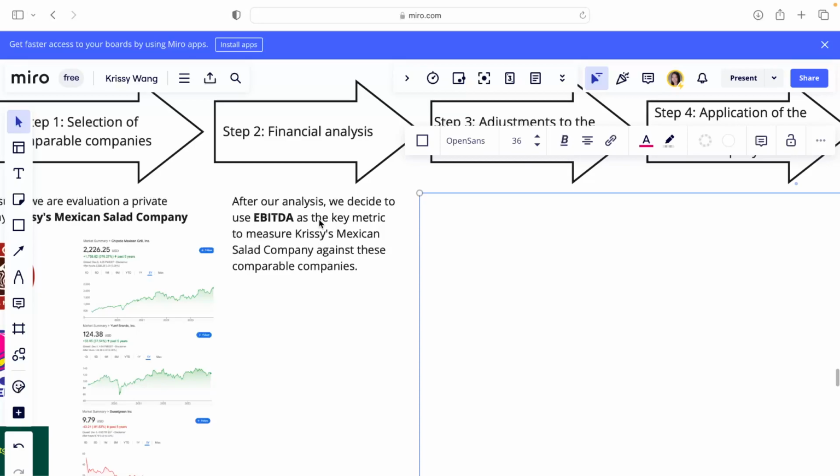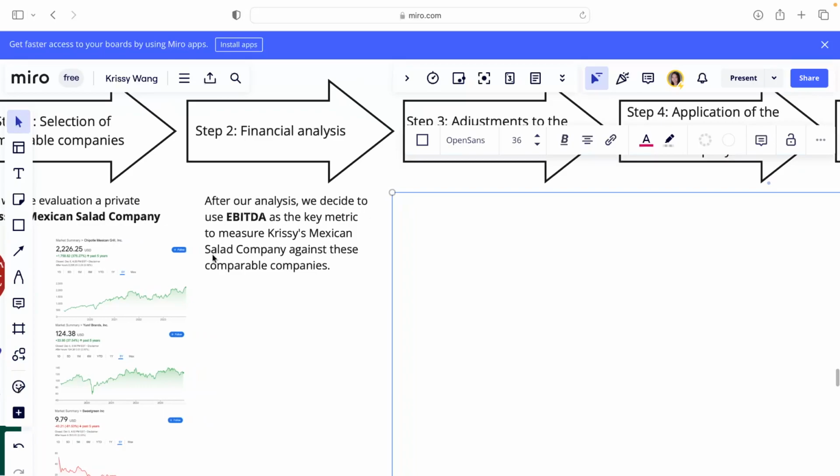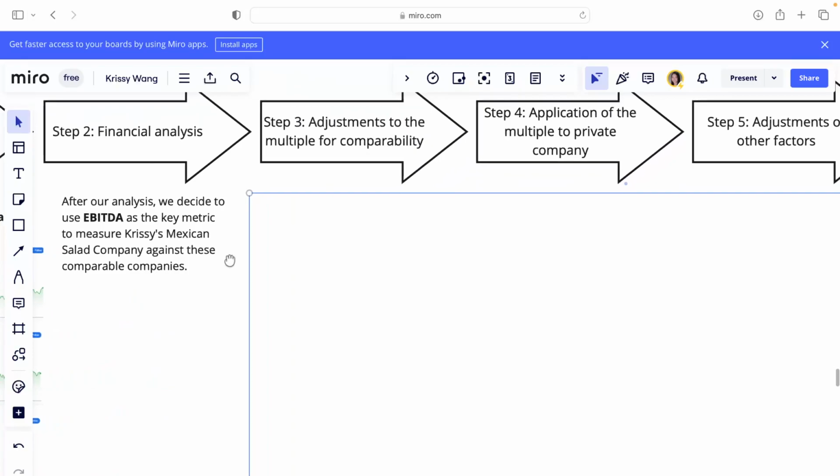Think about if you're comparing two people: are we comparing those people based on their height? Are we comparing those two people based on their age? So this is just one aspect of how you compare something, and you want to make sure that information is available. In this case, EBITDA is a commonly used metric for public companies, and Chrissy's Mexican salad company also provides EBITDA on their financial statement, so we're good to go.